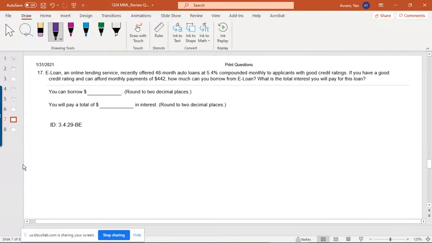Okay, so what does this one mean? What do they ask for? 48 months, right? So that means n is equal to 48 months. And if you want to look at the time, the year is 48 divided by 12, so that's 4 years. You pay monthly, so m here is 12, but you don't have to know this one because you already have that. You have a payment here, which is 442.